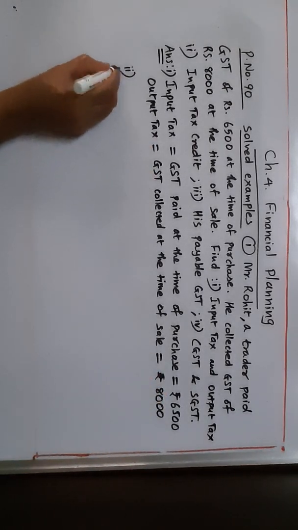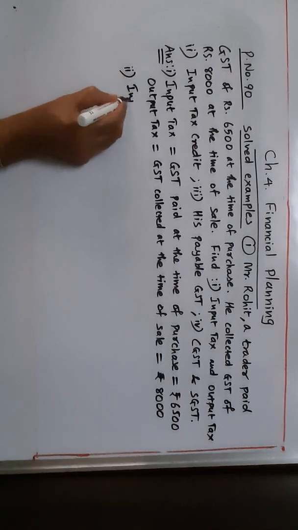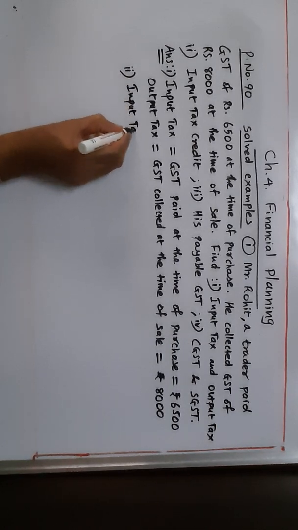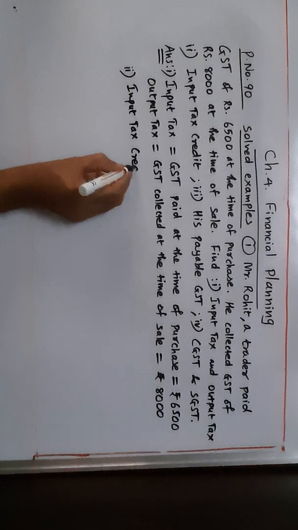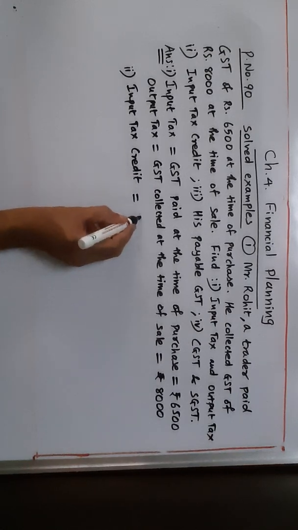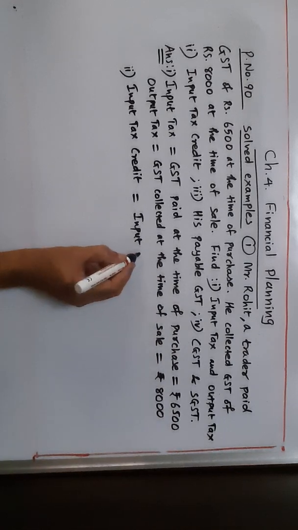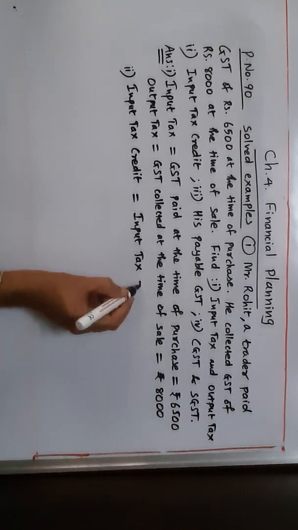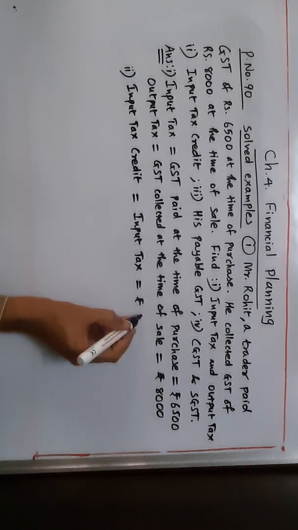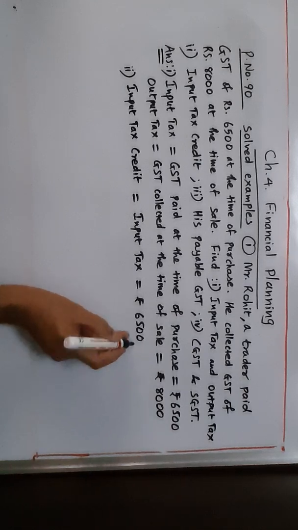Now the second one: input tax credit is the same as the input tax. Actually, he has already paid the tax to the manufacturer. So it is the input tax, and that is equal to rupees 6,500 because he has already paid.